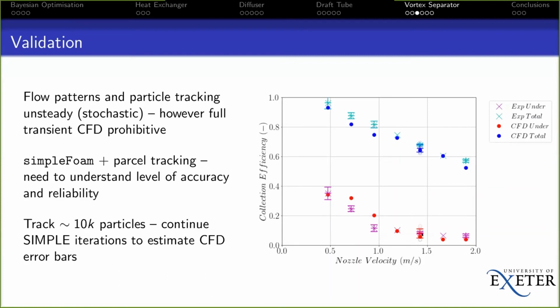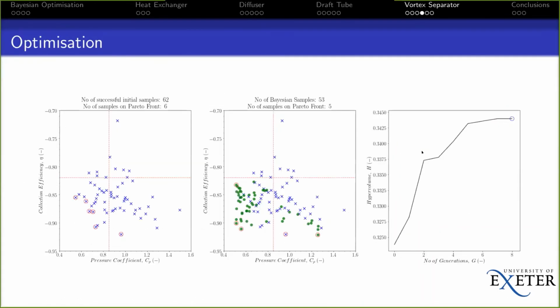In fact, Andrew Roberts, who is currently doing this work, took one of these cases and after convergence continued to run it and extracted the results for various different points after the simulation had technically finished, and that's given us an error bar, an estimate of the uncertainty in the CFD. We're able to use this to run the optimization.